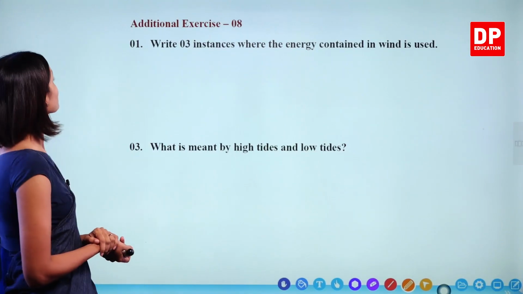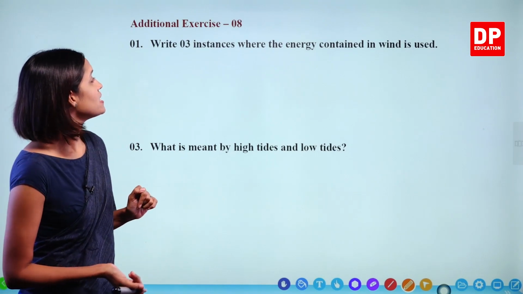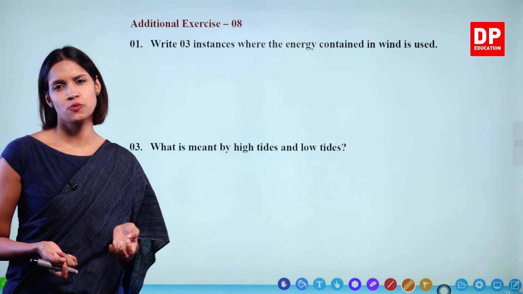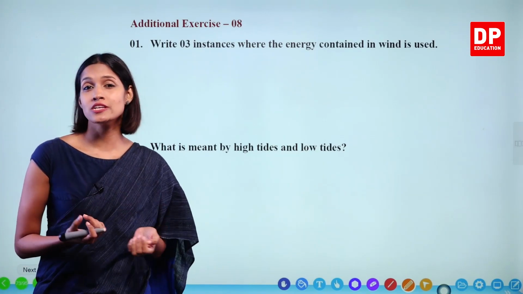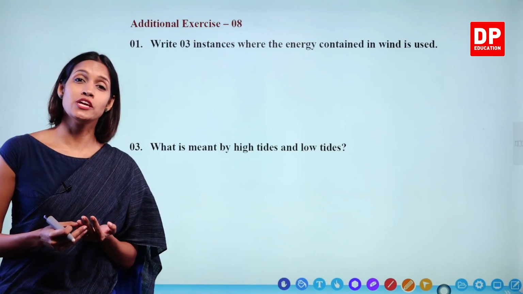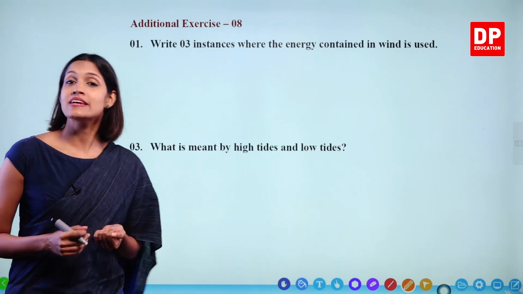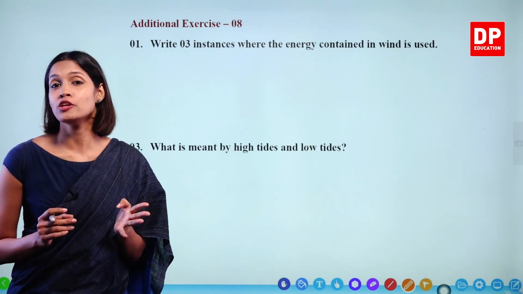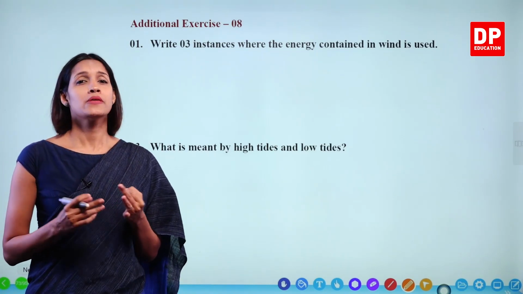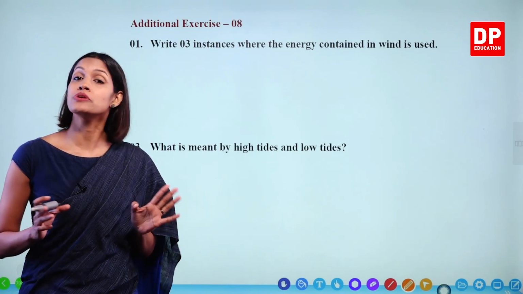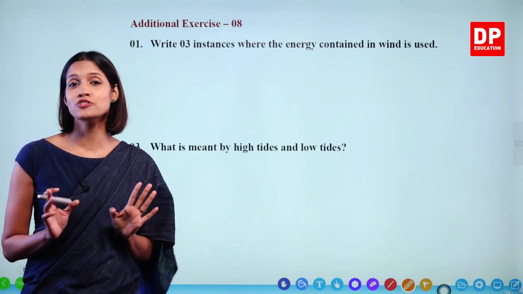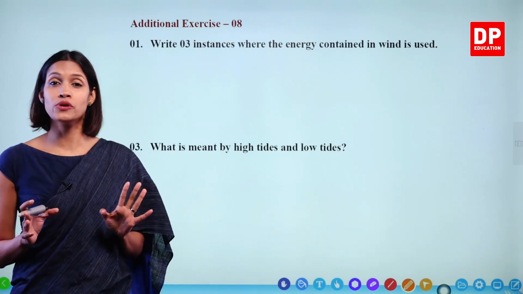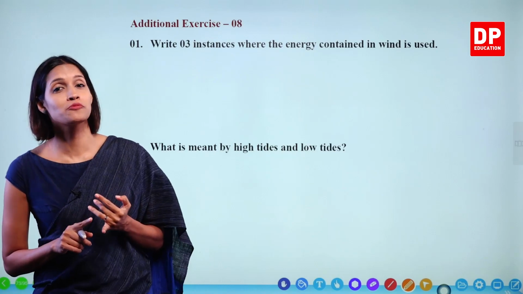Exercise 8. Write 3 instances where the energy contained in wind is used. What are the instances where we use the wind in order to do our day-to-day activities? You can use wind in order to generate electricity in wind power plants. That is one example. And we can use wind for sailing boats. What else? Farmers use this wind for winnowing paddy. Nowadays also farmers use this method. And in the past, people used the energy contained in the wind to grind grains and to pump water.